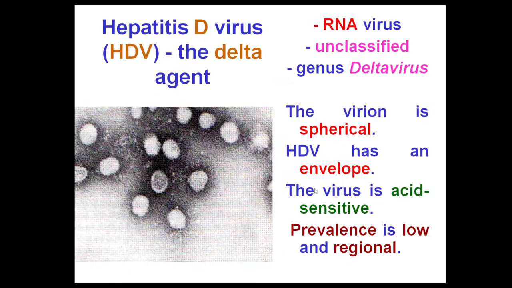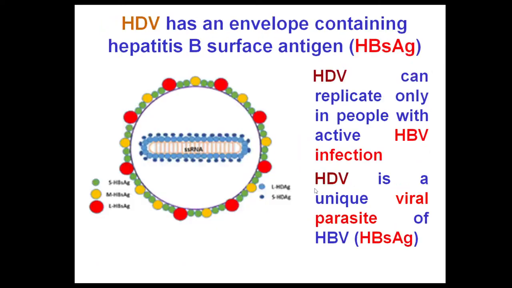Now, a few words about hepatitis D virus. That is called the delta agent. It is an RNA virus. The virion is spherical, and it is an enveloped virus. The virus is acid sensitive and prevalence is low. And here you can see the structure of this virus.